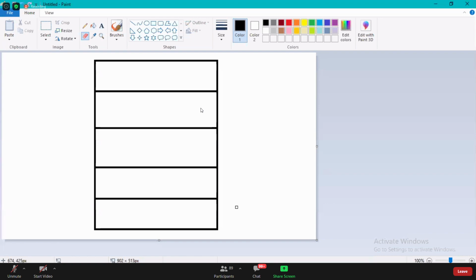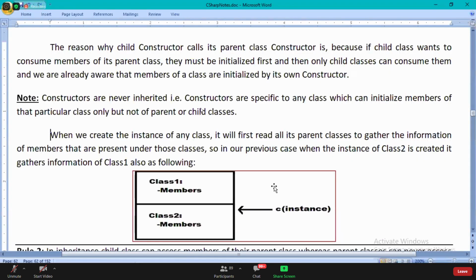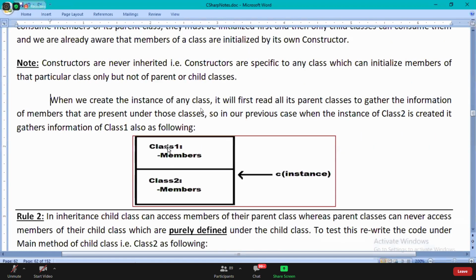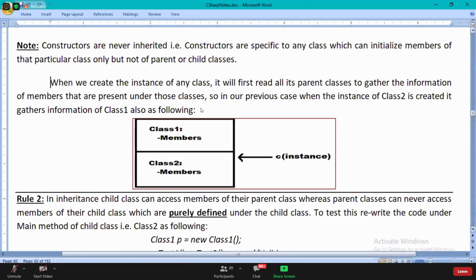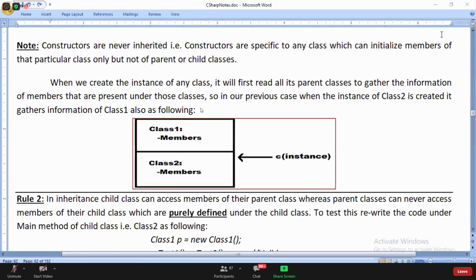Because all the members are accessible to you, it will go to them, okay? So right now we have 2 classes only. You created an instance of class 2, it gathered the information of class 1, it gathered the information of class 2. Okay? Guys, next, second rule. All of you can easily understand the second rule. Guys, read it. Read the second rule, guys.